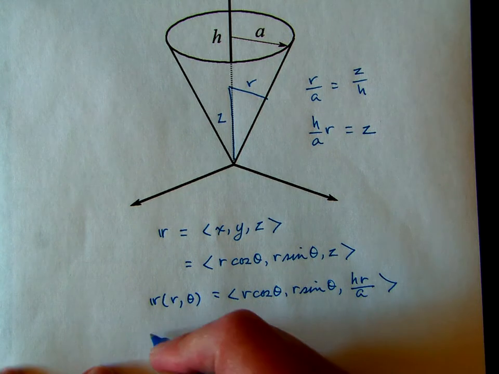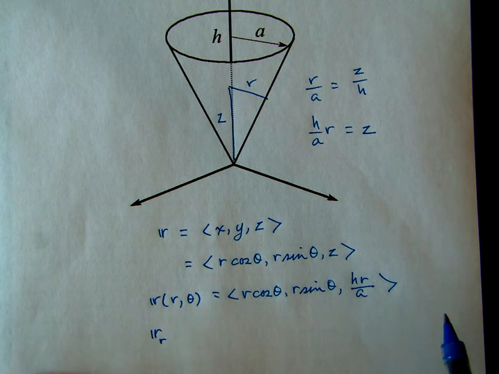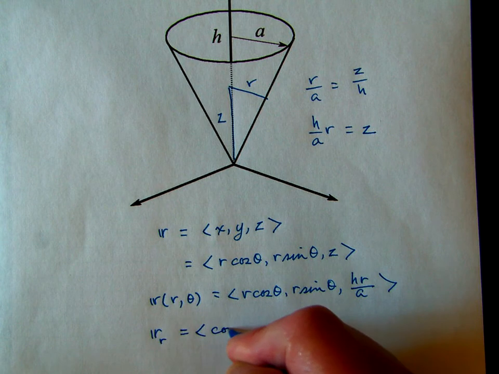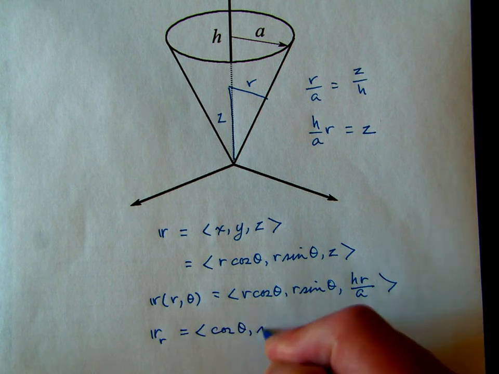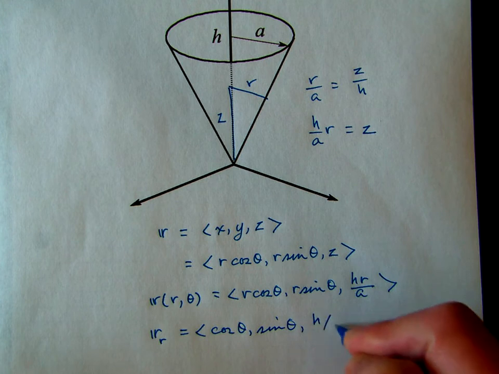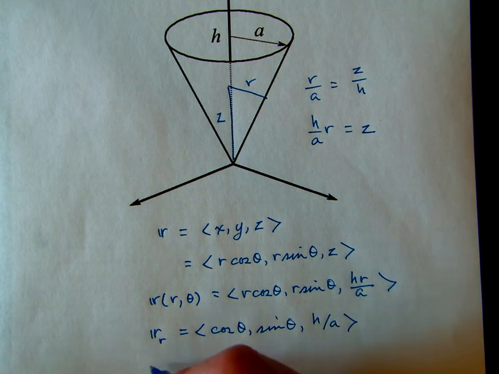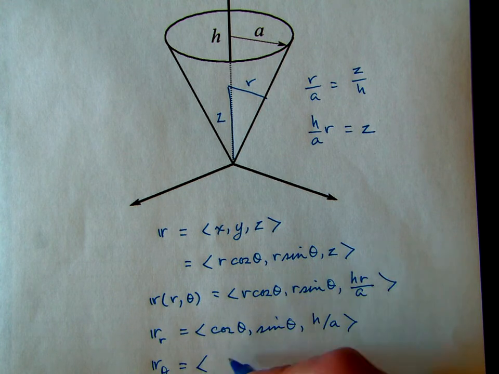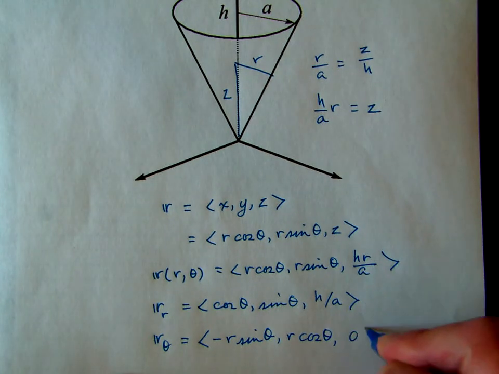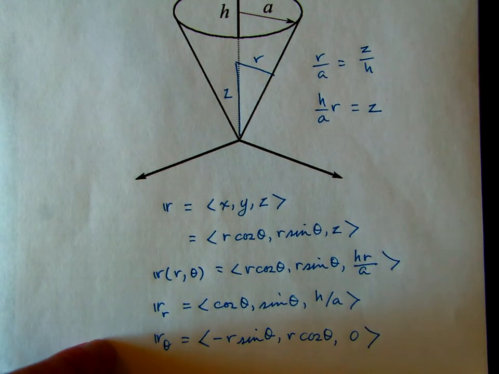So what's r sub r? I apologize for using two versions of r, but I hope you can handle that. Well, it's just cosine theta, sine theta, and h over a. What's r sub theta? Well, that's minus r sine theta, r cosine theta, and 0. Let's cross these and see what we get.